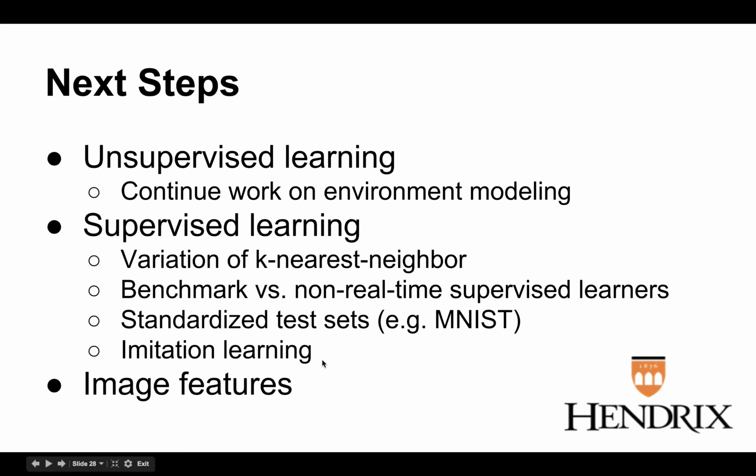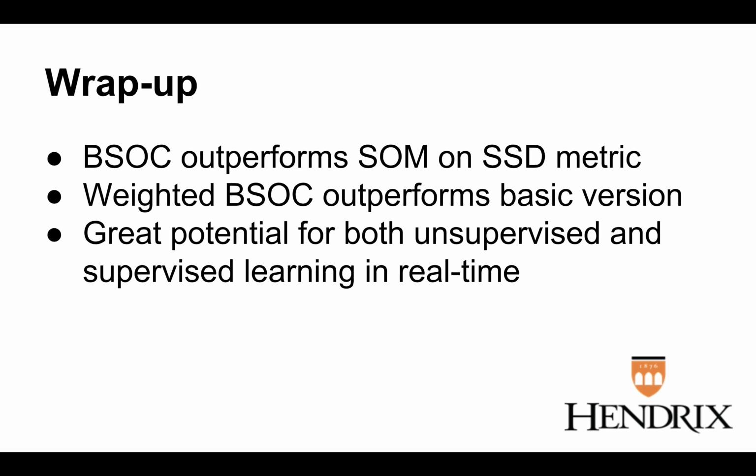Another thing we're going to be looking at is using pre-processed image features. Right now, for the images, we're just doing sum of square differences over the pixel intensity values, which, while effective as far as it goes, is really not ideal. We're going to be looking at using some pre-processed features.